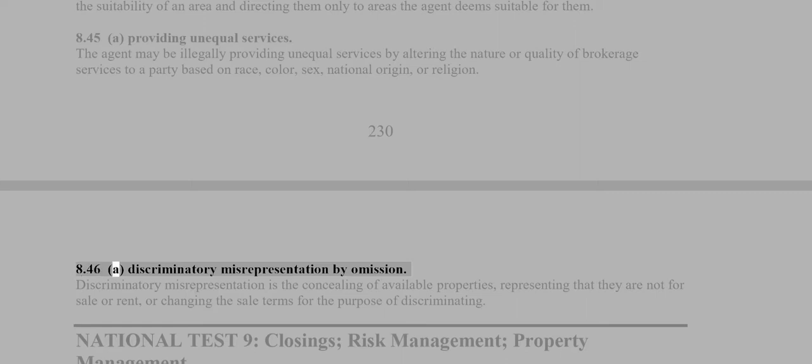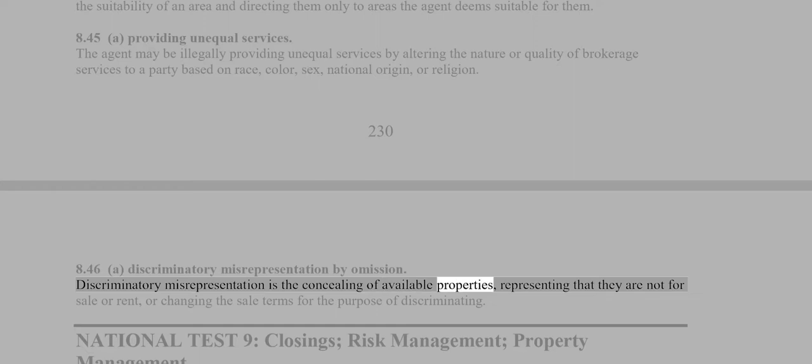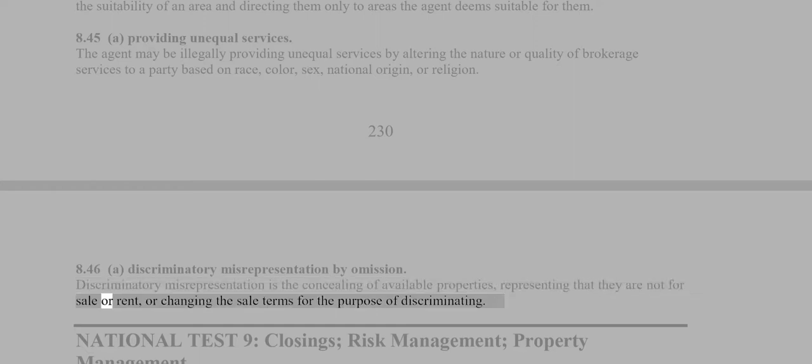8.46 a. Discriminatory misrepresentation by omission. Discriminatory misrepresentation is the concealing of available properties, representing that they are not for sale or rent, or changing the sale terms for the purpose of discriminating.